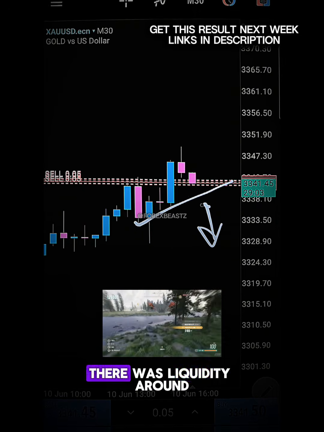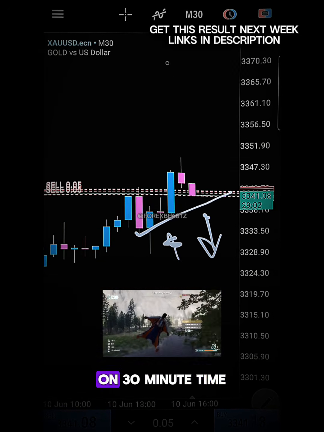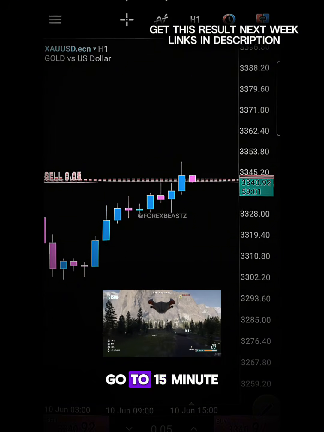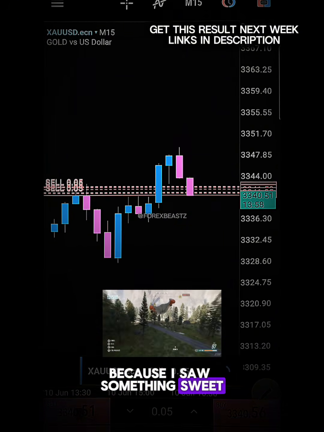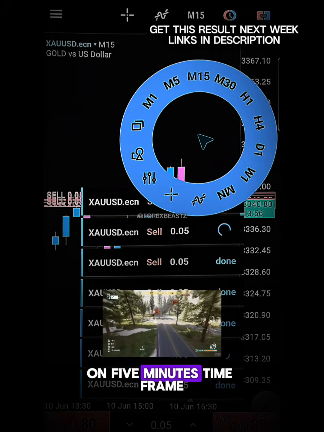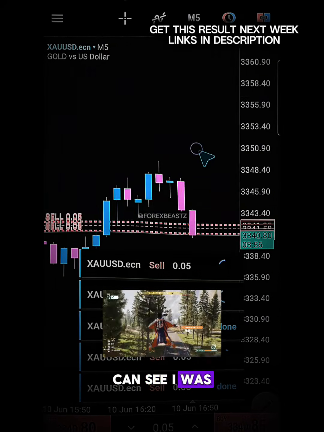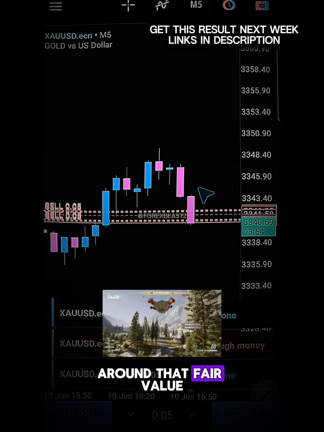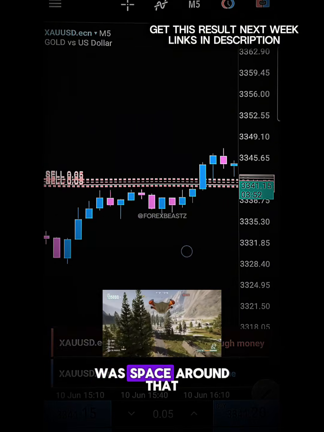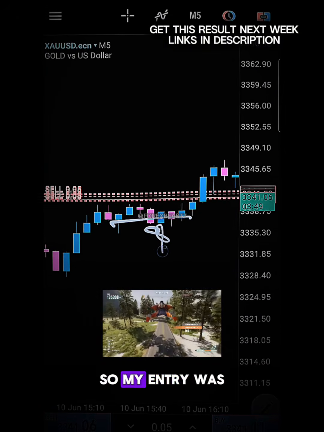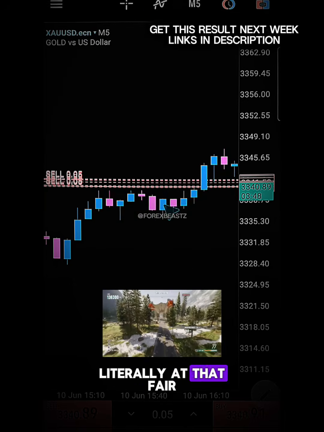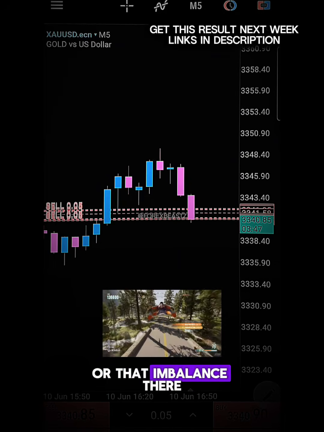Like, look at that point there, there was liquidity around that point on 30-minute time frame. And then if we go to 15-minute time frame, I was adding more position because I saw something sweet on 5-minute time frame. You can see I was literally adding position around that fair value gap there. You can see there was space around that point, and there was even liquidity below. So my entry was literally at that fair value gap, or that imbalance.